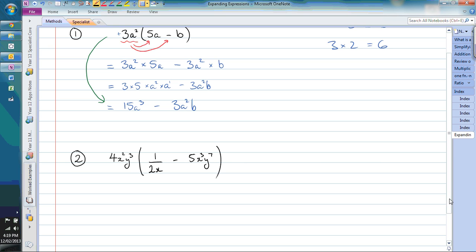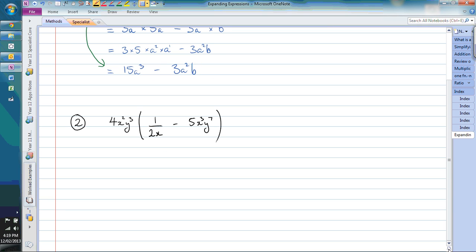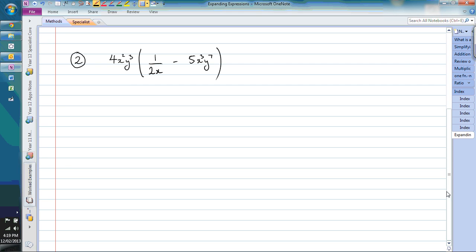The second example that we're going to look at is considerably harder than the last one. I have here 4x squared y cubed, and that's all outside quite a complicated expression in the brackets here. I've got a 1 on 2x, take away 5x cubed y to the 7. Even though this looks quite complicated though, we can still apply our rules one at a time and deal with what comes out one step after the other.